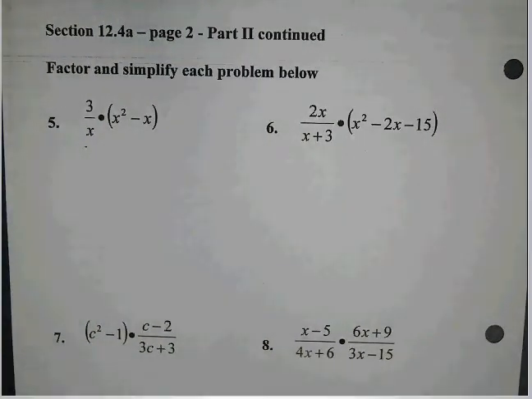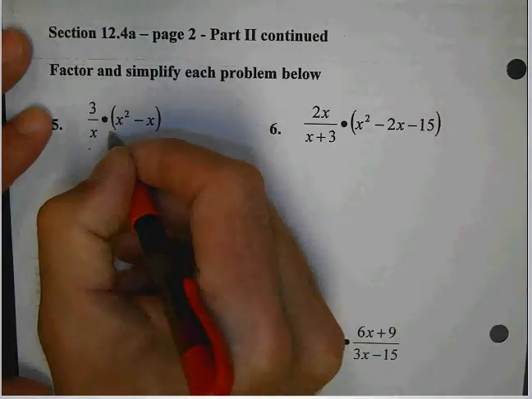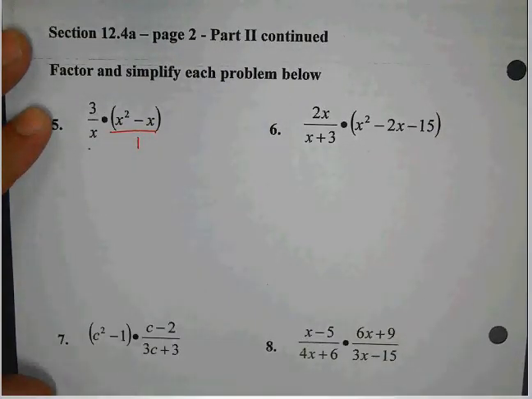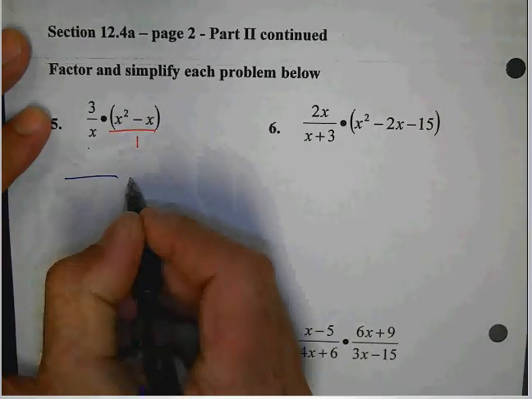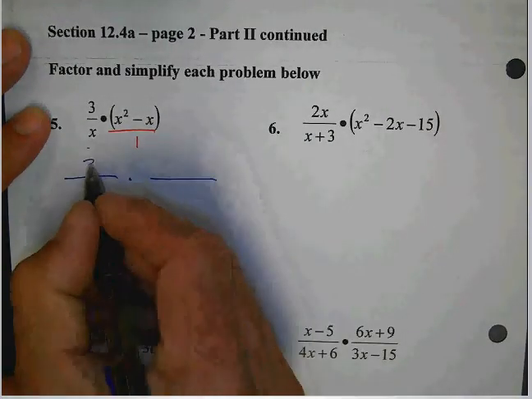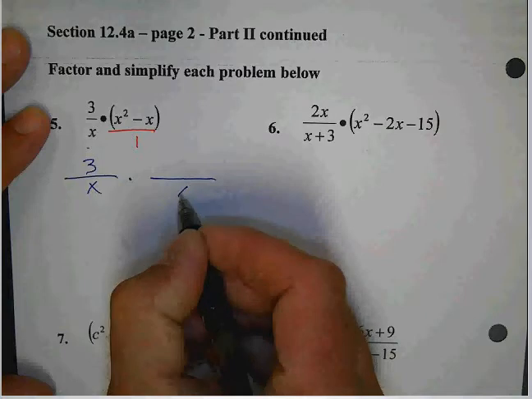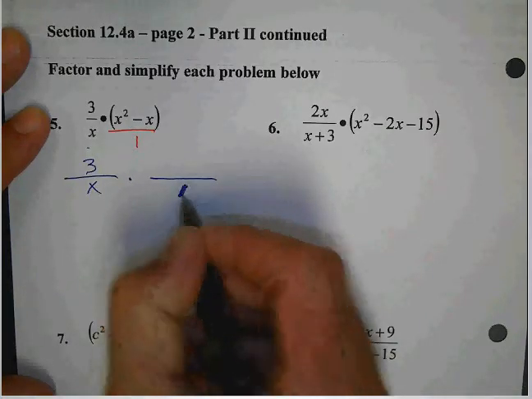Whenever you have a fraction times an expression, I want you to start by putting the expression over 1. So right now, put a line underneath the x squared minus x and put over 1. So we have a fraction times a fraction. So there's step 1. Now let's set it up in step 2 to factor. The 3 and the x don't factor, and the 1 doesn't factor, obviously.